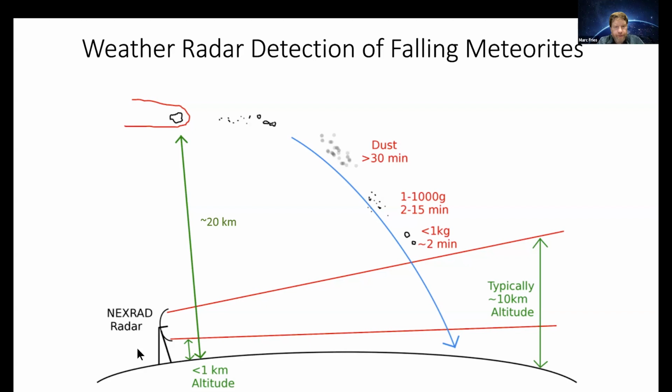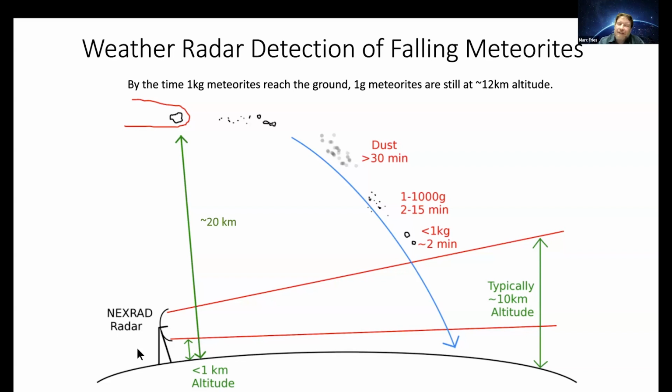Next please. To illustrate this, when the 1 kilogram meteorites reach the ground, the 1 gram meteorites are still 12 kilometers high. So your typical meteorite fall actually produces a kind of column of size-sorted material on the way to the ground. And that turns out to be really useful when you detect them with radar, because you can calculate the mass of the meteorites seen in a given radar pixel. And I'll explain that in a bit. Next slide, please.